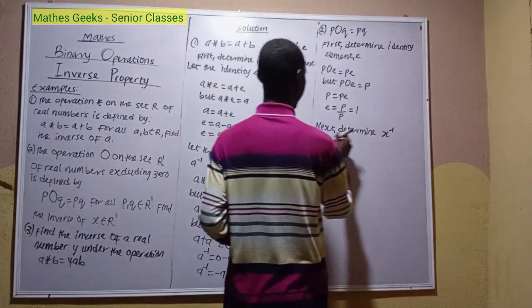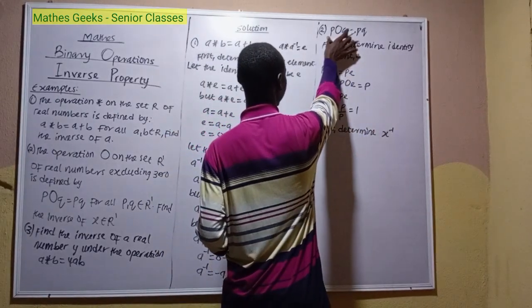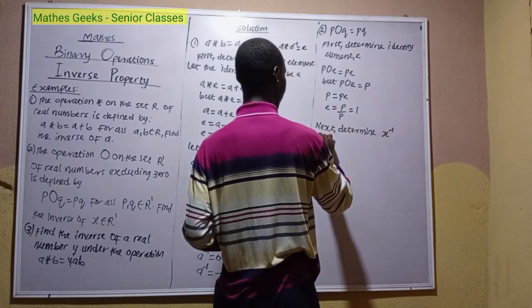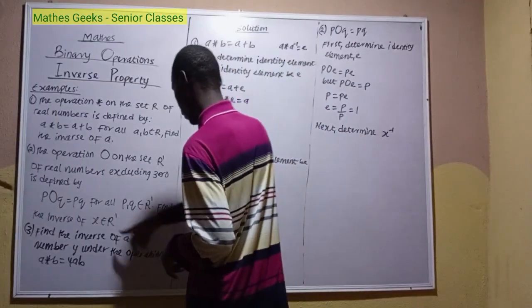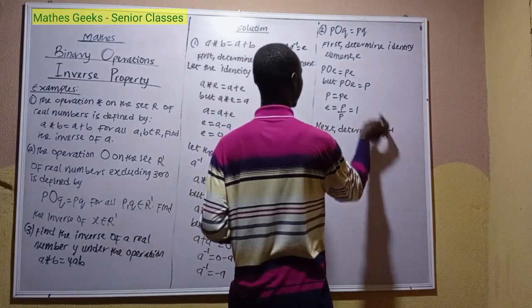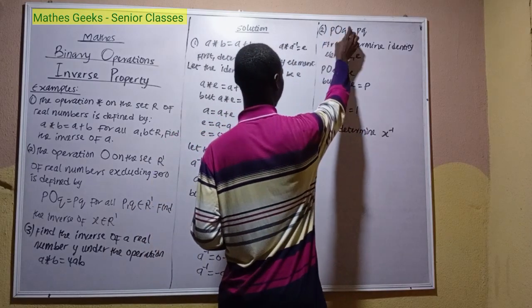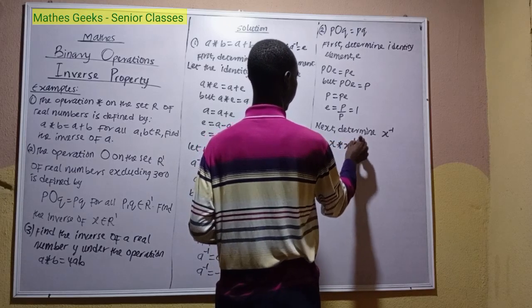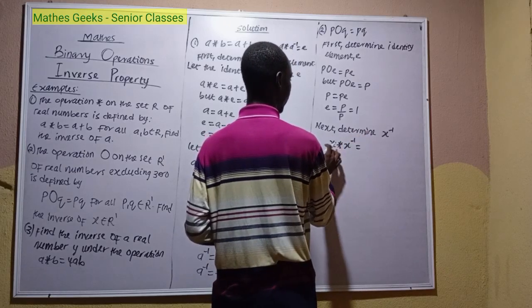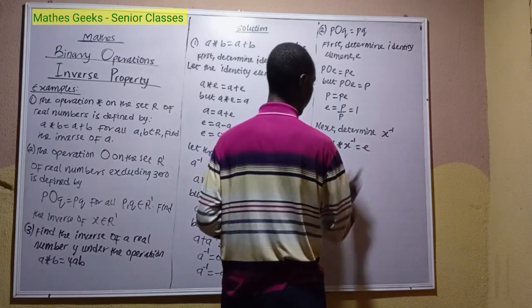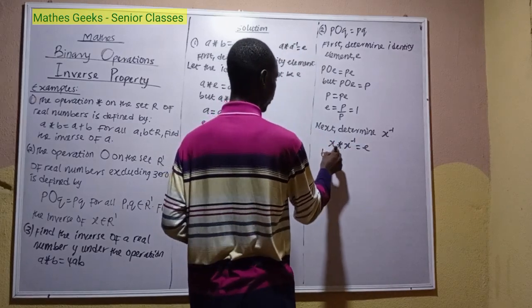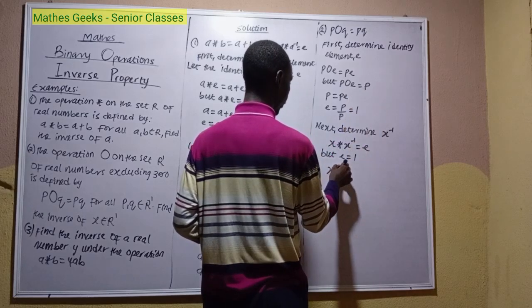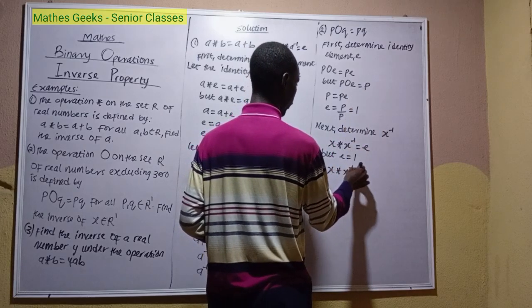So determine X inverse. What was given to us is P operation Q. So X inverse means the inverse of X in this set R prime. To do that, we replace P with X and Q with this inverse, and that will give us X operation X inverse. And the rule of inverse is that such operation must be equal to identity E, but E is equal to 1. Identity is 1. So X operation X inverse is equal to 1.